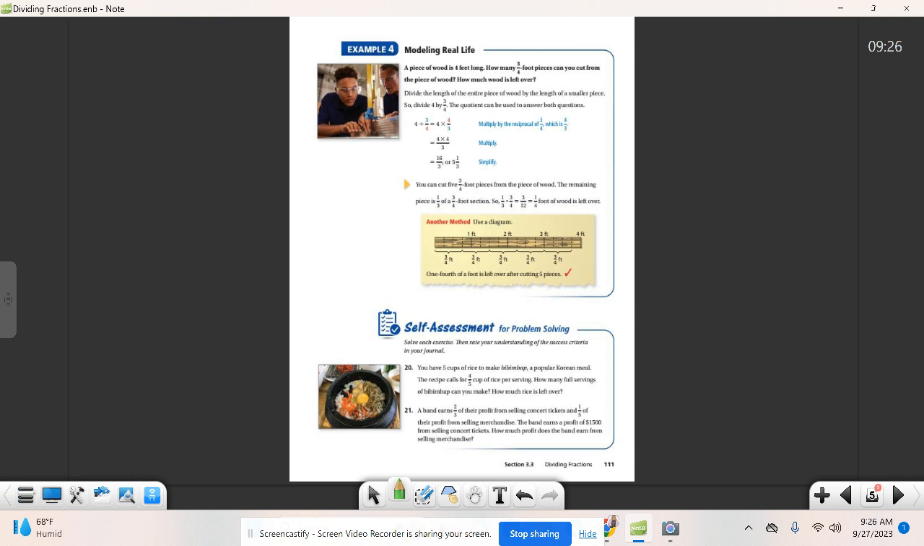Okay? This problem says a piece of wood is 4 feet long. How many 3/4 foot pieces can you cut from the piece of wood? How much wood is left over? Okay? You have to envision this.